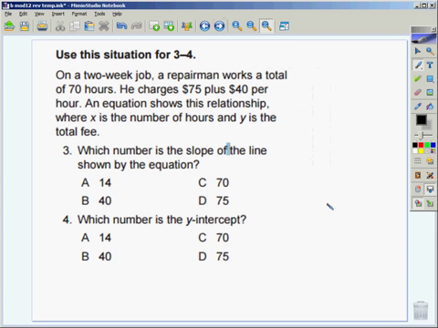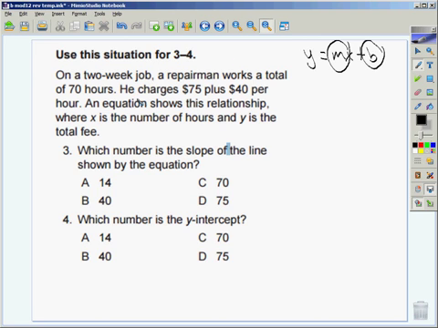Number 3 and 4. To me, the nice thing about learning about slope-intercept form is that we learn that slope is how much something is going to change. It's a rate of change. And we learn that b is that initial point, that starting point where it's crossing the y-axis.